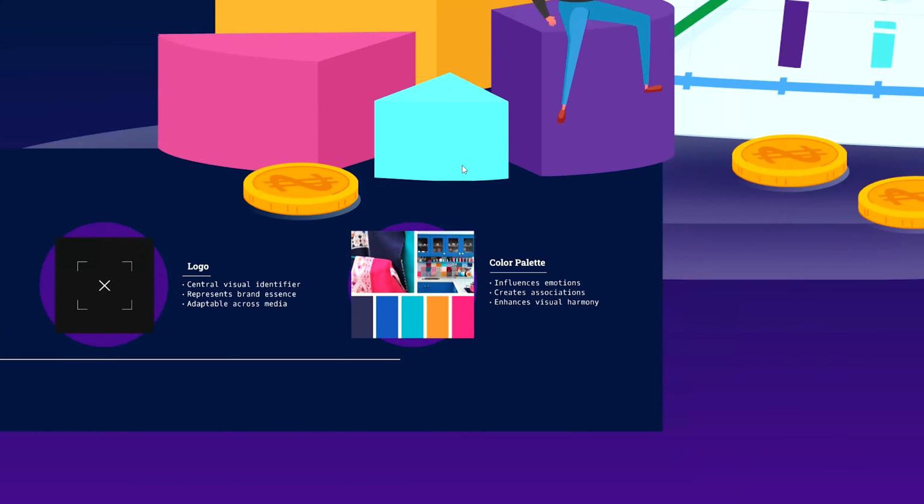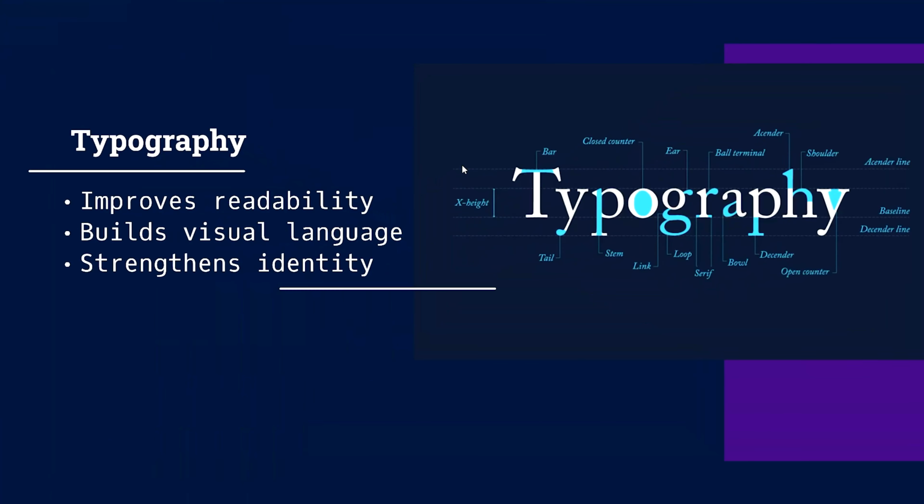Typography is essential for both functional and aesthetic aspects of design. It affects readability, which is critical for effective communication. At the same time, consistent use of typefaces helps build a recognizable visual style. Typography contributes to the overall tone of the brand and reinforces its identity across different media.